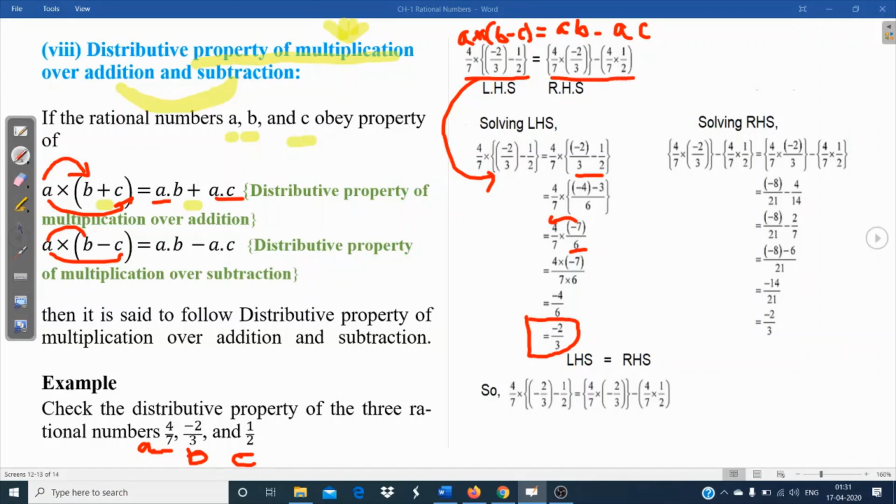Now we will solve this RHS separately. First this part ab will be solved. When you solve this ab, what will you get? Minus 8 by 21. Then you will solve ac, with the minus sign in between. When you solve this, 4 ones are 4, 7 twos are 14. So 4 by 14, and when you solve this, again you get minus 2 by 3. So it proves the distributive property. This distributive property is very important, students. Take any three rational numbers and prove the distributive property on your own, so you will get perfection in this.